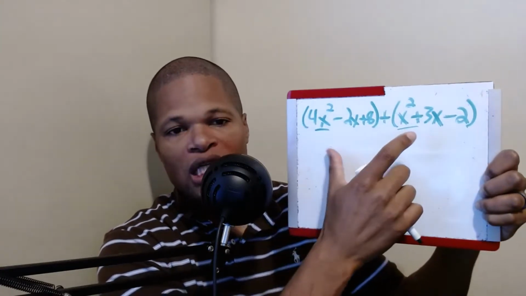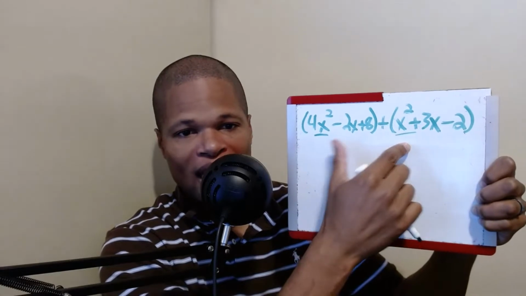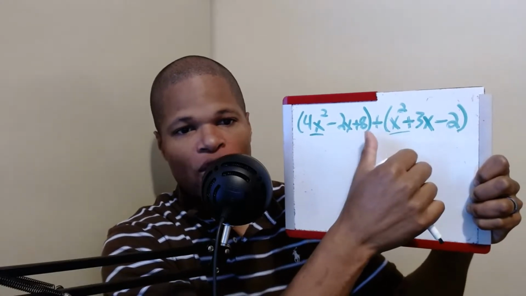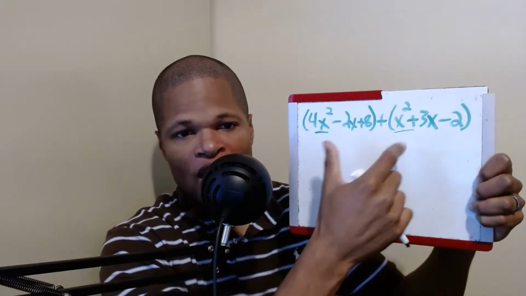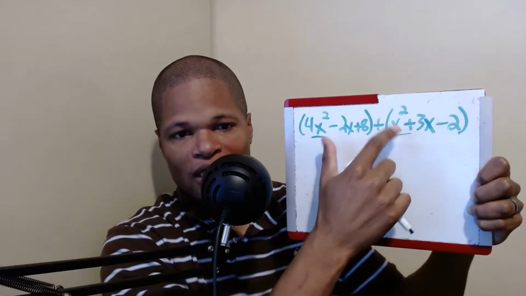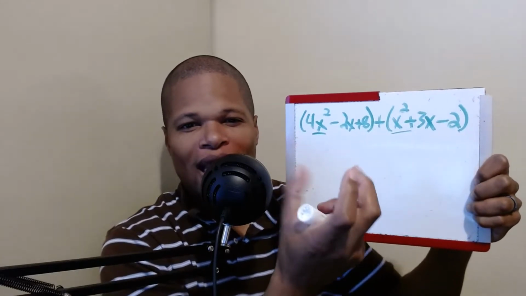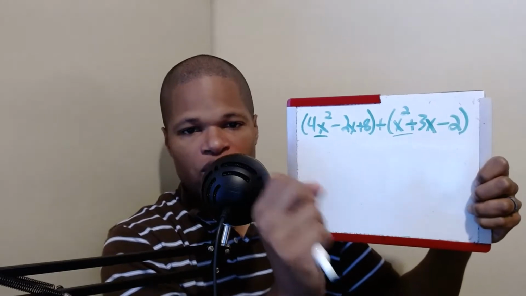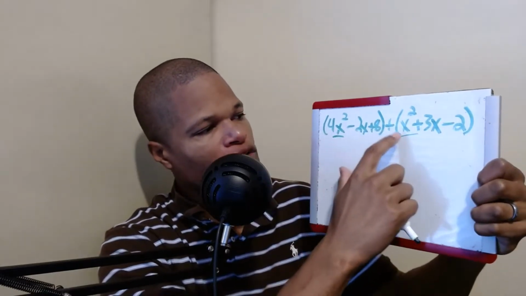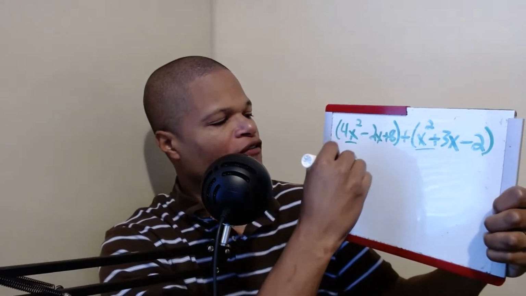So that means only those 2 can be added to each other. You can't add them to the one that just has an x or the one that has no variable at all. These 2 have the same variable and the same power, so they're considered what are called like terms. You can add like terms together. So 4x squared plus 1x squared is simply 5x squared.